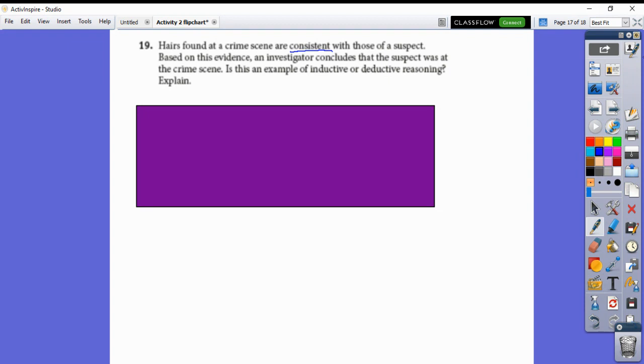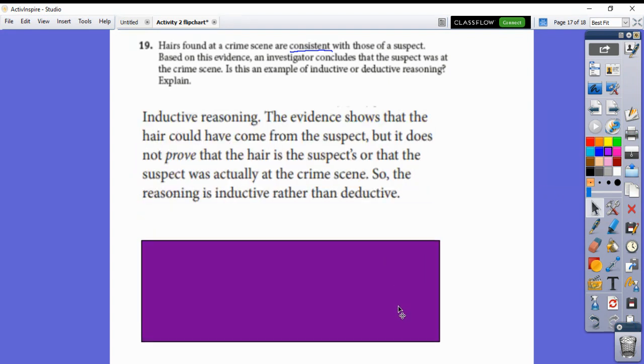Is that deductive reasoning? Have they really proven that you were at the crime scene, or are they just basing it off of a pattern that they see? I see a relationship here between your hair color and the hair color at the crime scene. Since they're not proving that you were at the crime scene, this is an example of inductive reasoning.